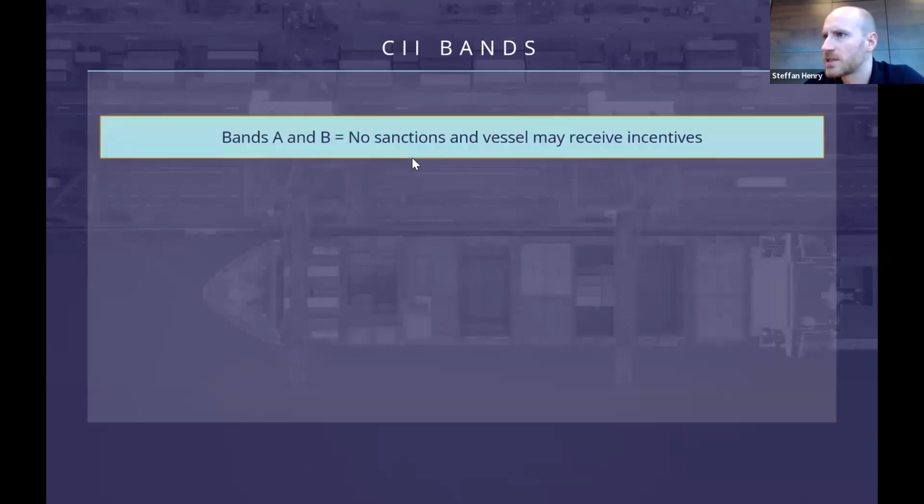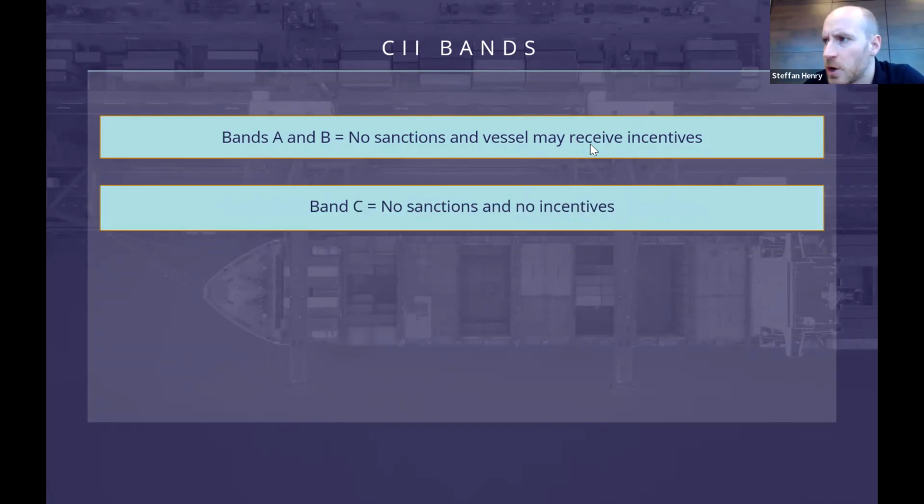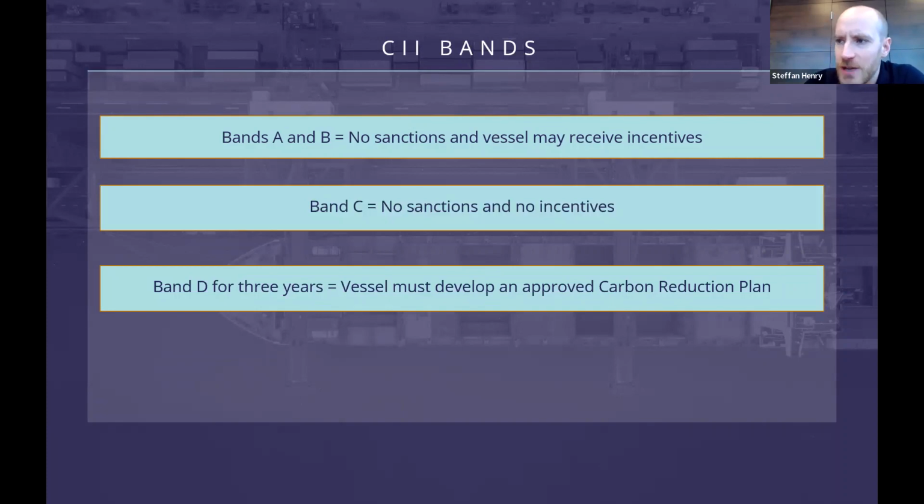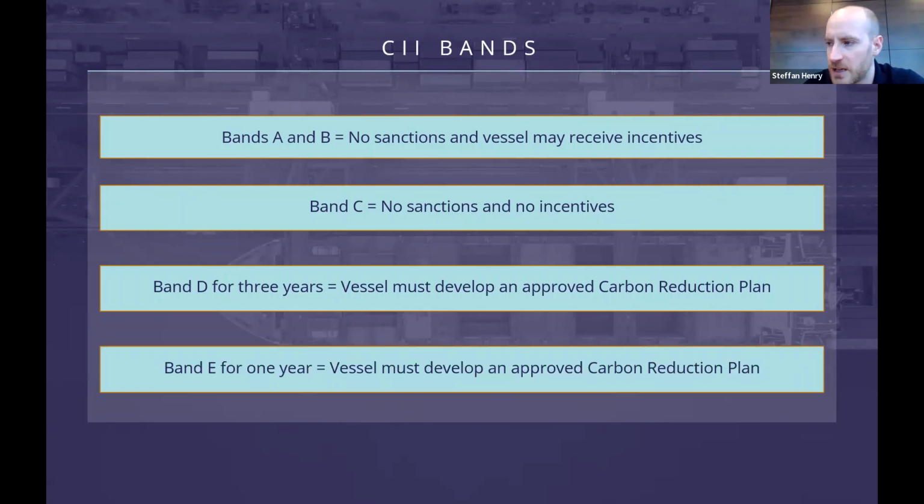What do the bands mean? What do the actual CII bands mean? Well, quite simply, vessels in bands A or B will have no sanctions, and vessels might receive some incentives such as reduced port fees and maybe some green investment attractive to green investors. Vessels in band C, no incentives, but no sanctions either. Vessels in band D for 3 continuous years must develop what's called a carbon reduction plan, showing how the vessel will improve the CII score. This plan will have to be verified by a recognized organization. And vessels in band E for 1 year must develop this approved carbon reduction plan as well.